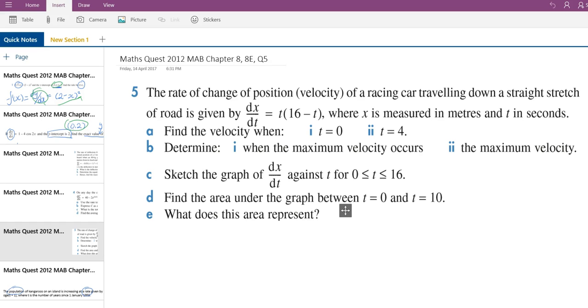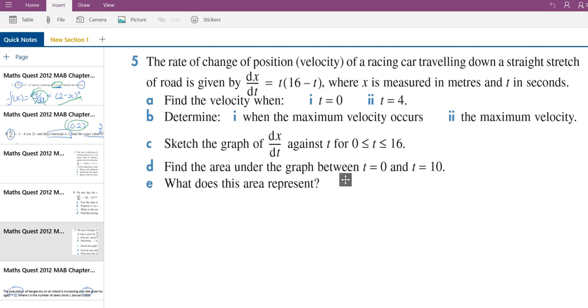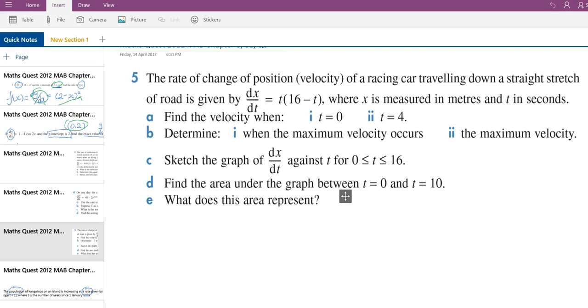Now that's easy. For those of you who don't really do physics, I do. If you find the rate of change of position, or displacement, that will give you an object's velocity.